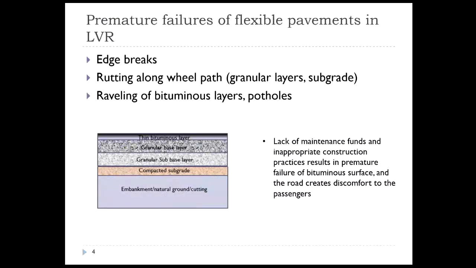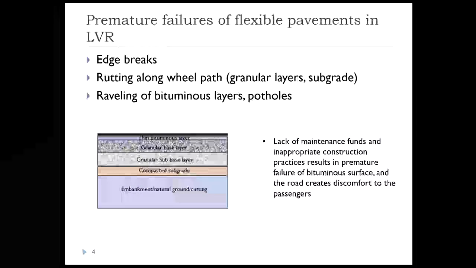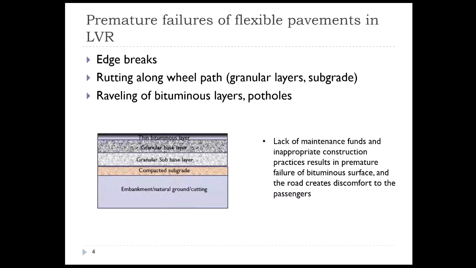The second most common distress found in the case of low volume roads is rutting. As you all understand, rutting is otherwise defined as permanent deformation or plastic deformation. You find these as longitudinal depressions along the wheel path, and you may find this kind of distress in cases where your layers are poorly compacted, and in cases where you have excessive traffic loadings.